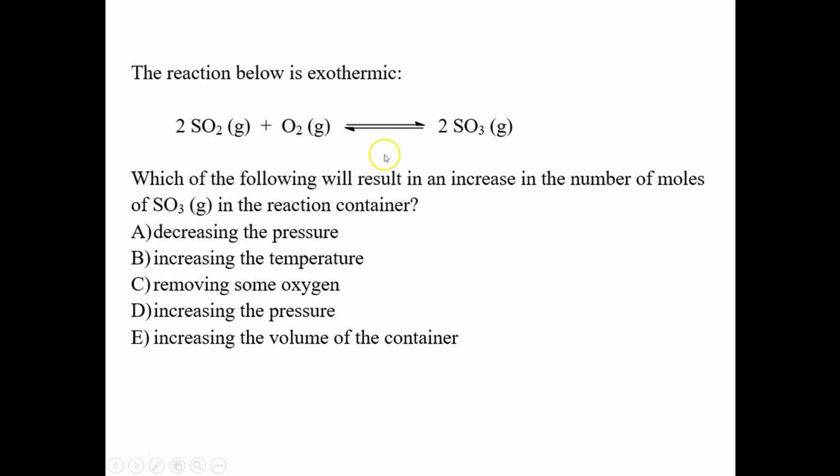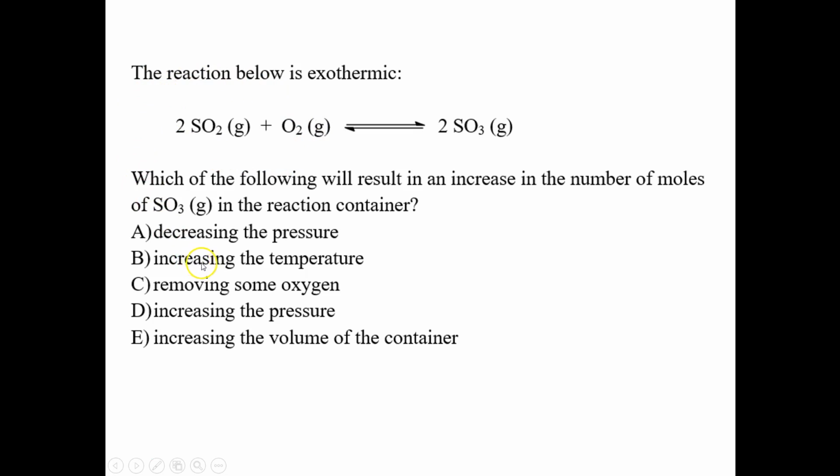So what's that really asking me? It's asking me which of these 5 things is going to cause this equilibrium to shift toward the right, to shift toward products, because it's asking which is going to increase the amount of SO3. So let's take the first one first. What's going to happen if I decrease the pressure? Well, remember, if I decrease the pressure, it's going to shift toward the side that has more gas moles, which is the reactant side. And so that can't be my answer.